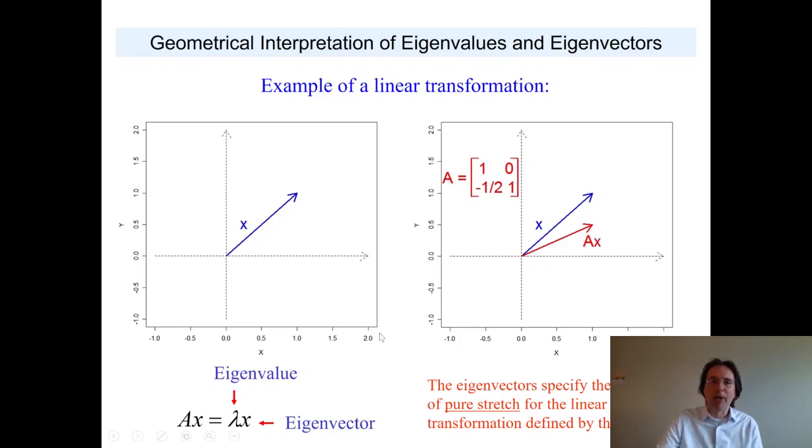Now, by contrast, we will learn that it's possible to find such a matrix A so that the linear transformation Ax will be oriented parallel to x. And its length will be modified by a scalar lambda, which is an eigenvalue. So in other words, we can say that eigenvectors specify the direction of so-called pure stretch for linear transformation defined by matrix A.